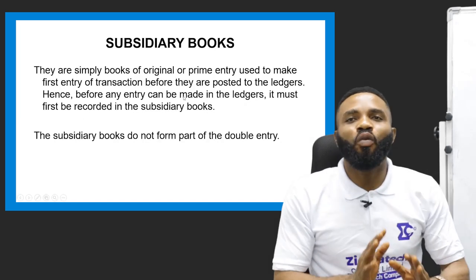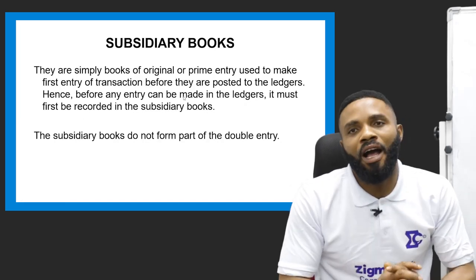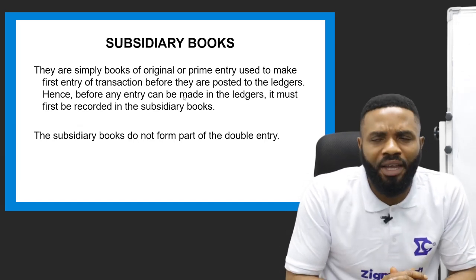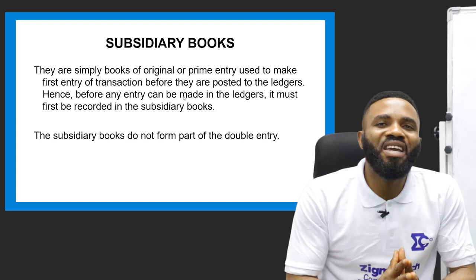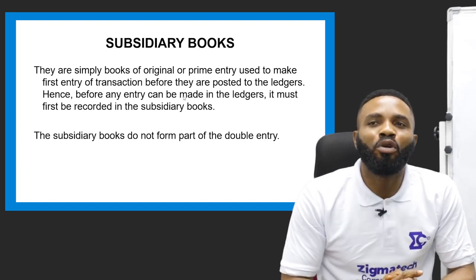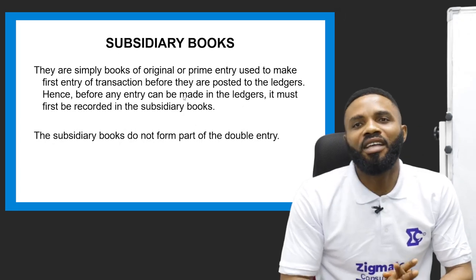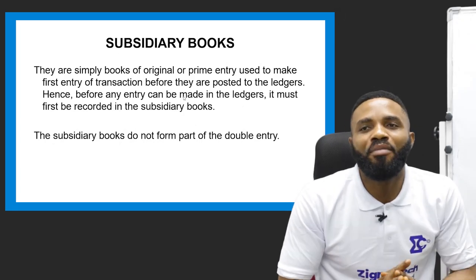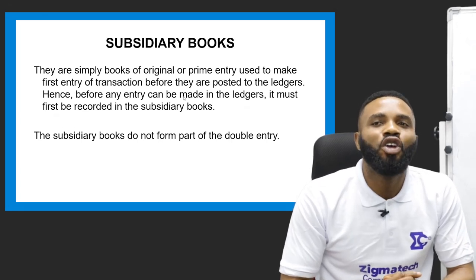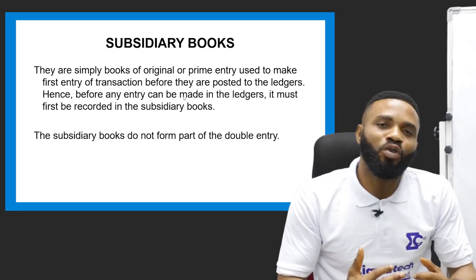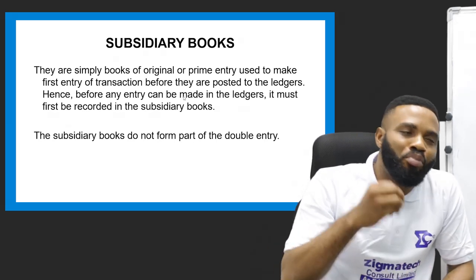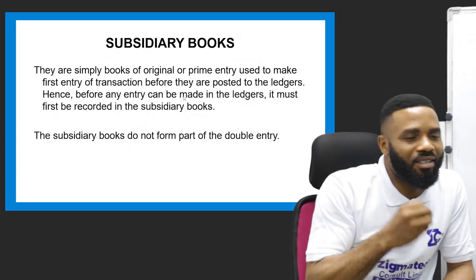Very quickly, let's look at what subsidiary books are. Subsidiary books are books of original or prime entry used to make first entry of transactions before they are posted to the ledgers. Hence, before any entry can be made in the ledgers, it must first be recorded in the what? Subsidiary books. What are we talking about? I said it is the book of original entry.